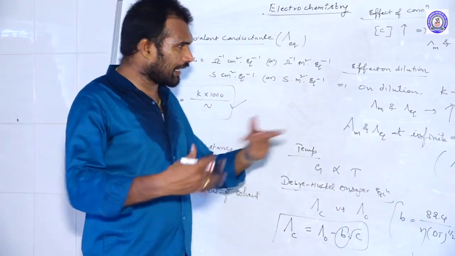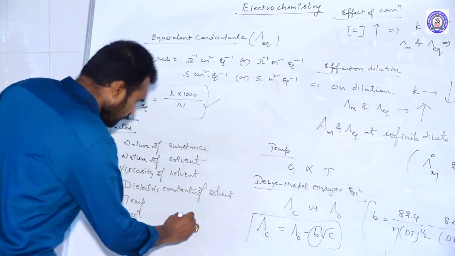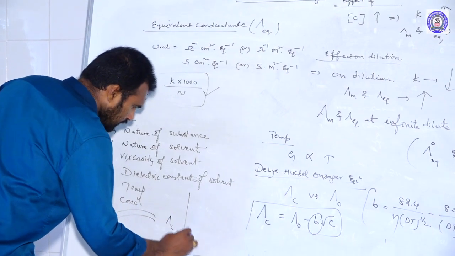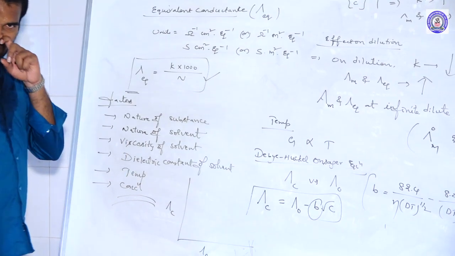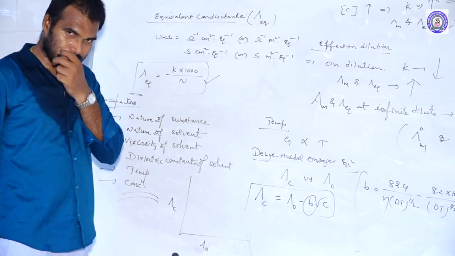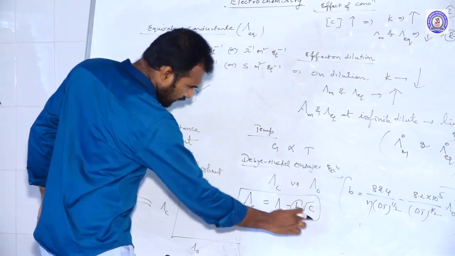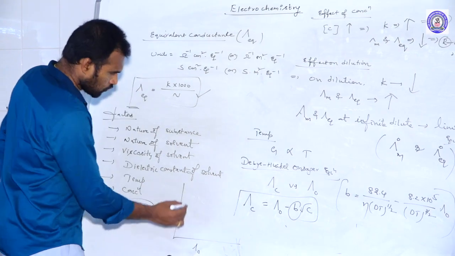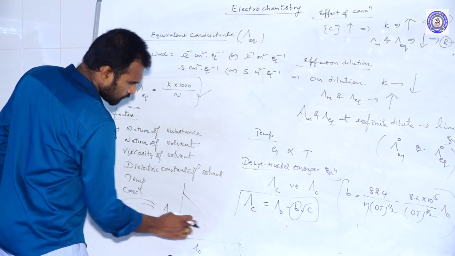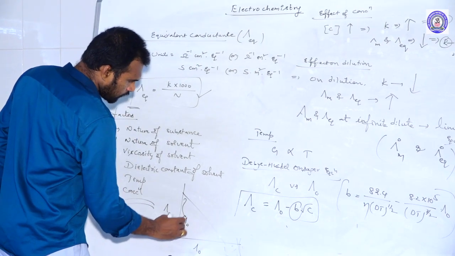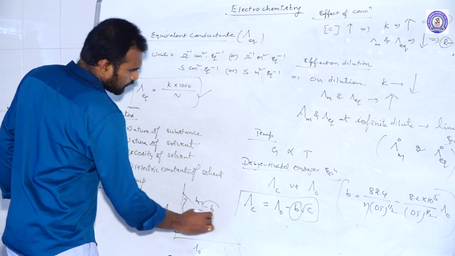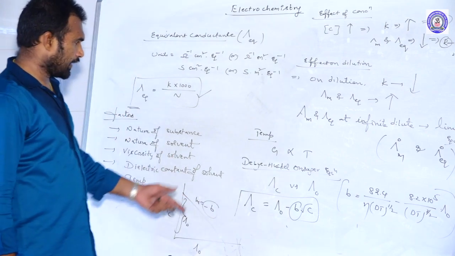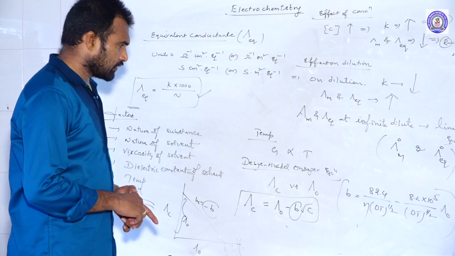When we draw the graph between Λc and √C, what is the slope of the graph? It is like y = mx + c. The slope is −B and the intercept is Λ°, so we get a negative slope. This is the Debye-Huckel-Onsager equation.